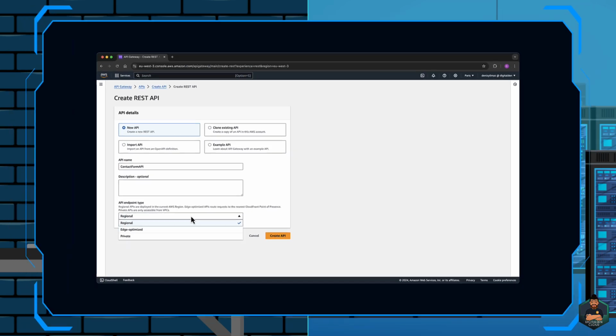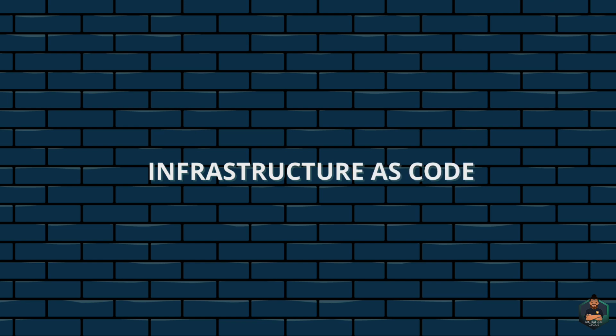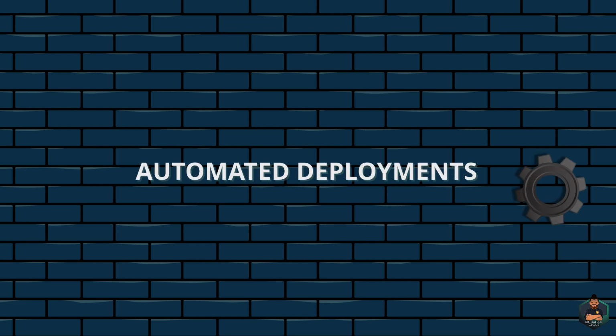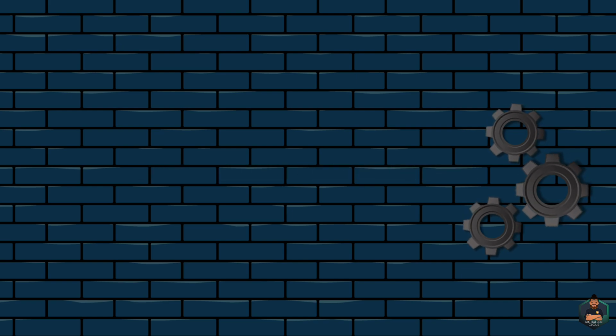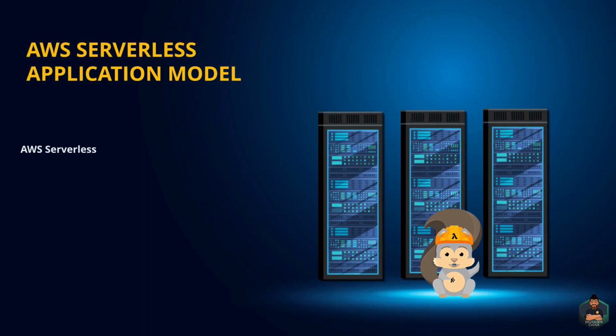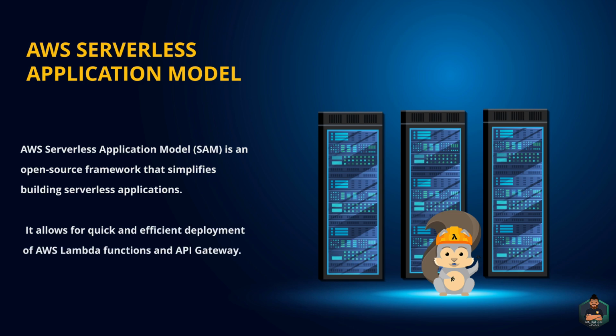Next, we'll introduce infrastructure as code and implement automated deployments using the AWS Serverless Application Model, or SAM. SAM is an open source framework that simplifies building serverless applications. You'll see how this method allows for quick and easy deployment of Lambda functions and API Gateway.